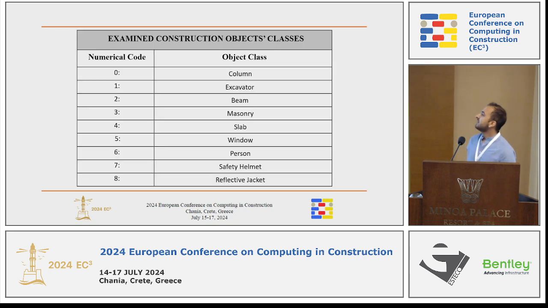This table provides a comprehensive overview of the classes employed in this research. As we can see, it includes many load-bearing elements like column, beam, slab. We have some non-load-bearing elements like masonry or windows. And each one of these has a corresponding numerical code, which was utilized during the annotation process, which is a part of the custom object detection methodology.